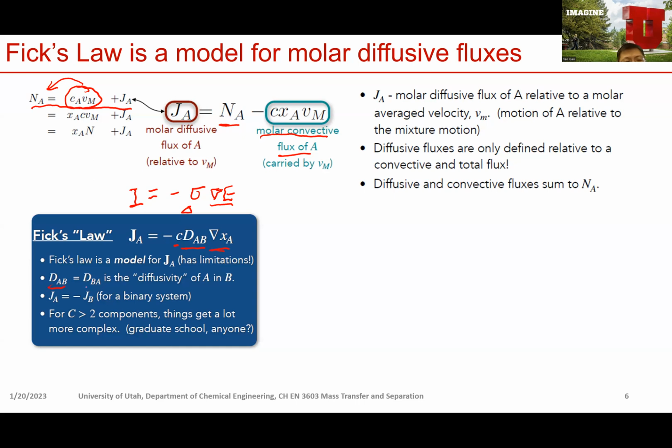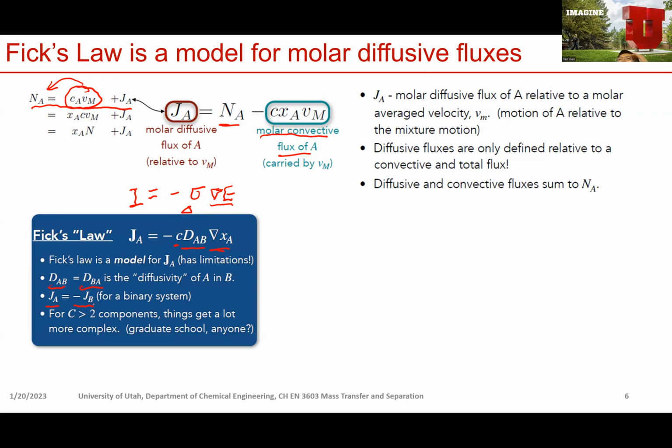And DAB is the same as DBA. Why is that? We've proved JA to be minus JB, right? In the last slide. So why does DAB equal DBA? The diffusivity of A in B is the same as the diffusivity of B in A. Why is that? Anyone have a clue? Same. Even if A is moving in B, B is still, even if it's stationary.